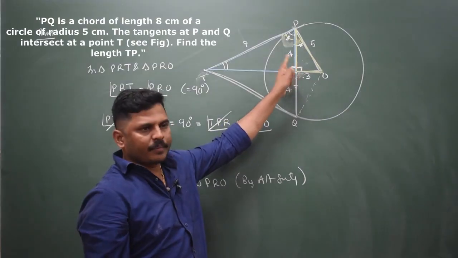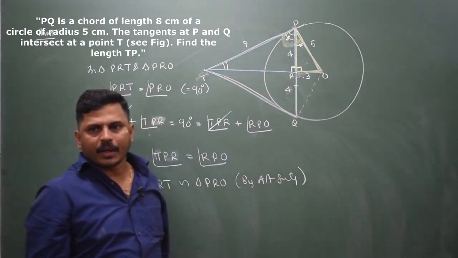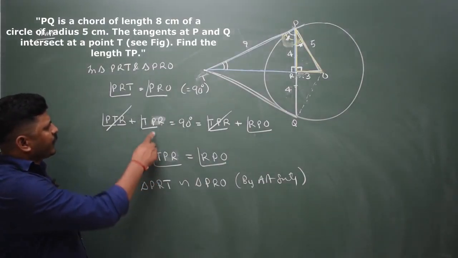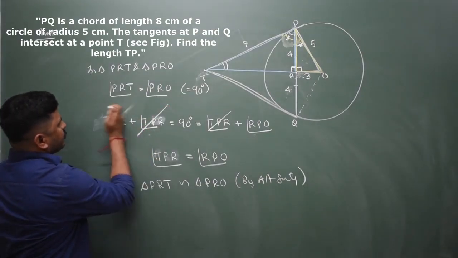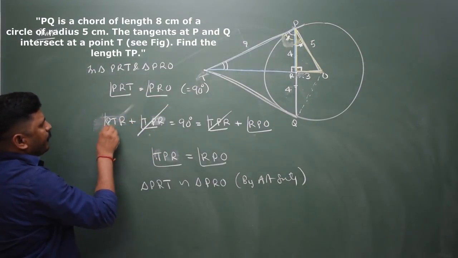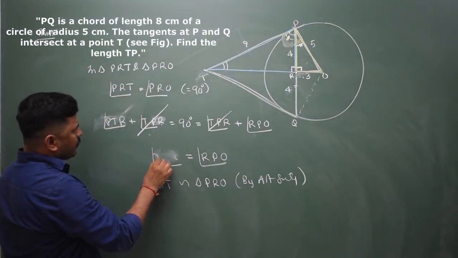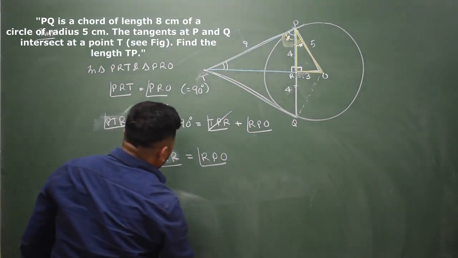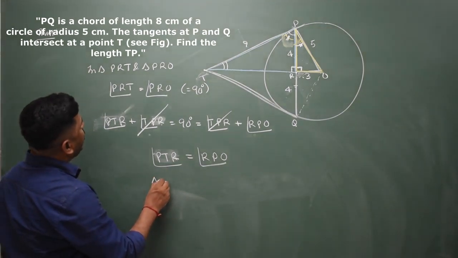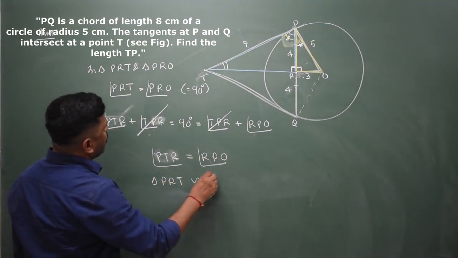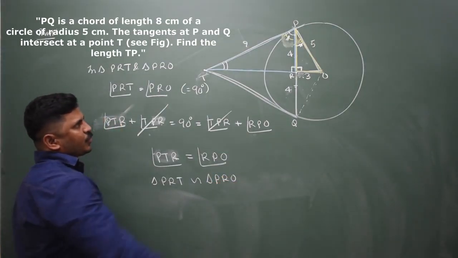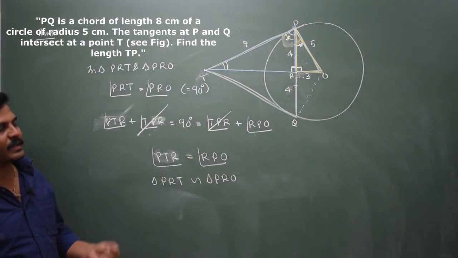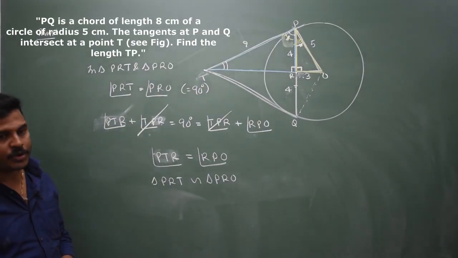Are these two similar? If the triangles are similar, which one is it? PTR. This is PTR. So what remains? By similarity, which triangles? PRT is similar to triangle PRO. So these two triangles are similar. If the triangles are similar, then the sides are proportional.